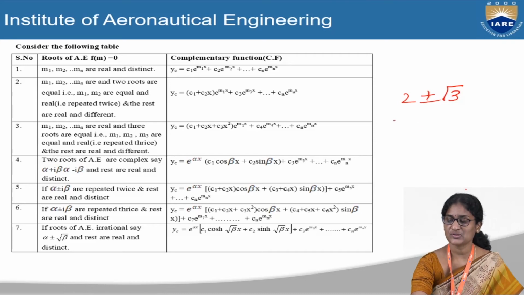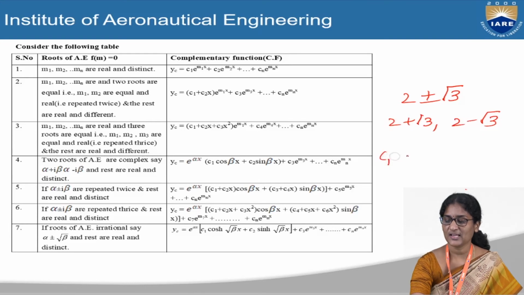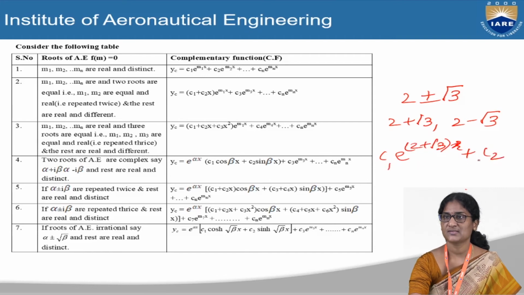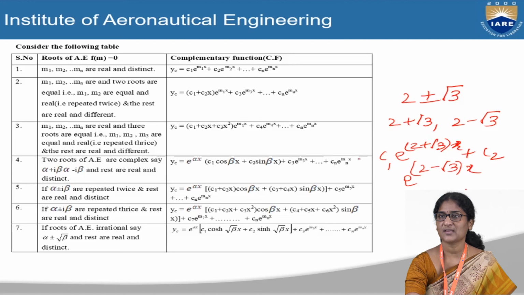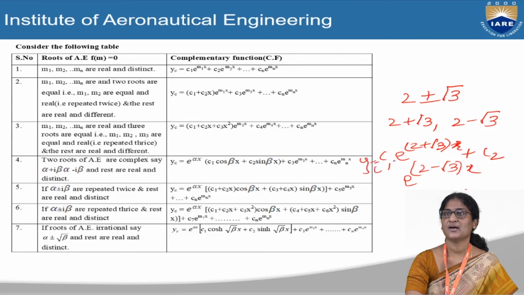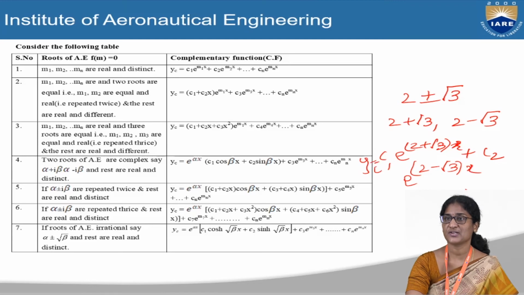Here we have 2 distinct roots. So you can write it as c1 e to the power of 2 plus root 3 x plus c2 e to the power of 2 minus root 3 x. So yc is nothing but c1 e to the power of 2 plus root 3 x plus c2 e to the power of 2 minus root 3 x.